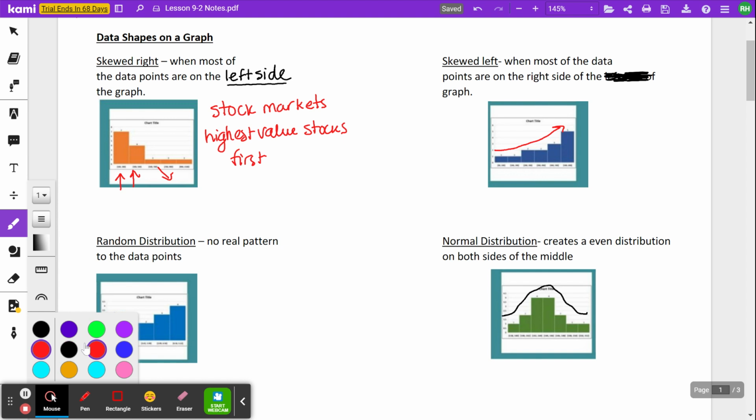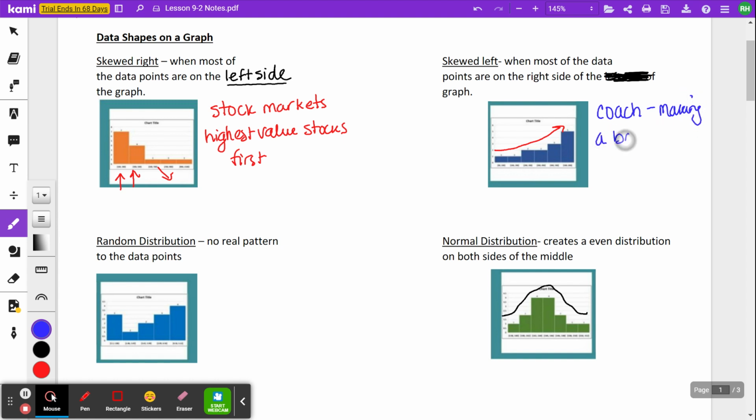Maybe something like if you were a coach and you were wanting to make your batting lineup for baseball, right? You would want to know your players' batting averages and you want to know them from least to greatest so that you can figure out who you would want to put in your lineup where. Okay. So I'm just going to put your coach making a batting lineup.